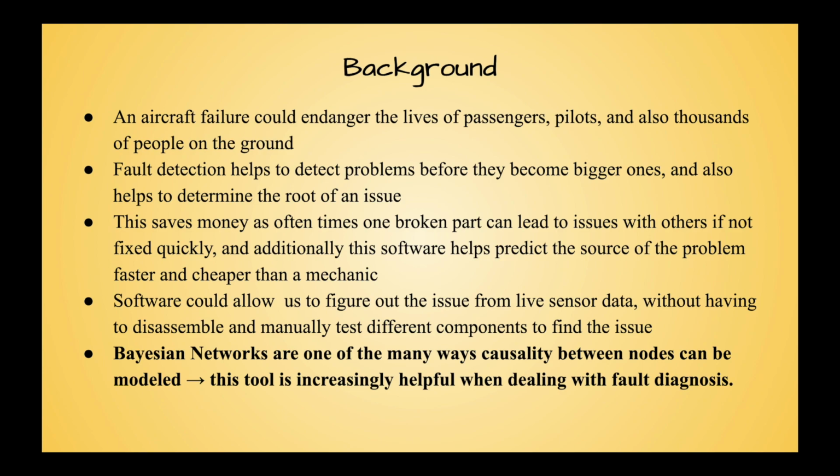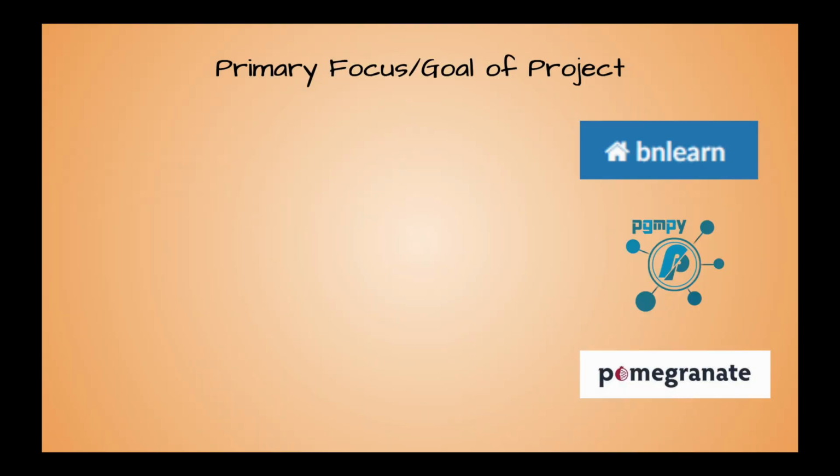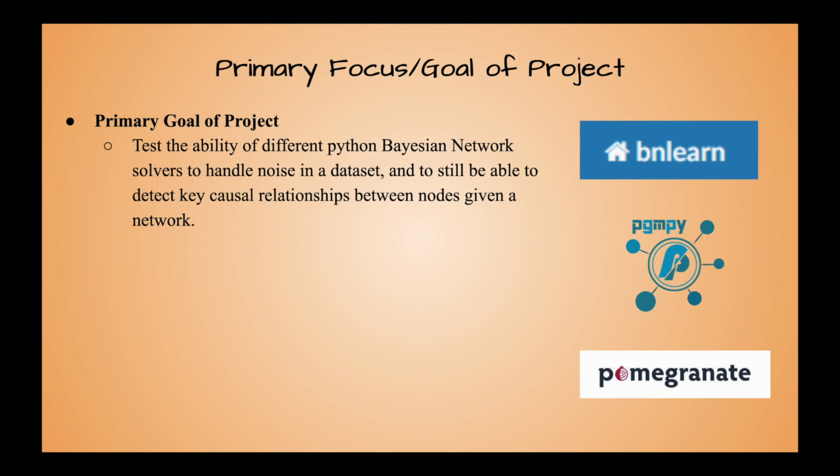To this end, we were tasked with testing existing software that supports the building of Bayesian networks. The primary goal of this project is to test the ability of different Python Bayesian network solvers to handle noise in a dataset and to still be able to detect key causal relationships between nodes given a network.